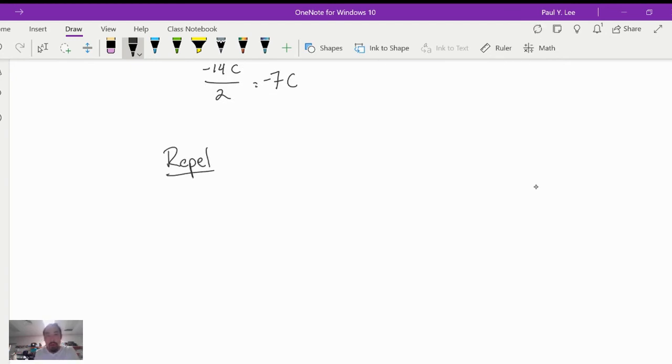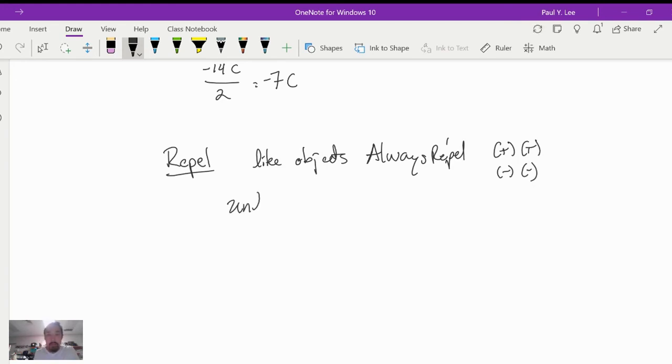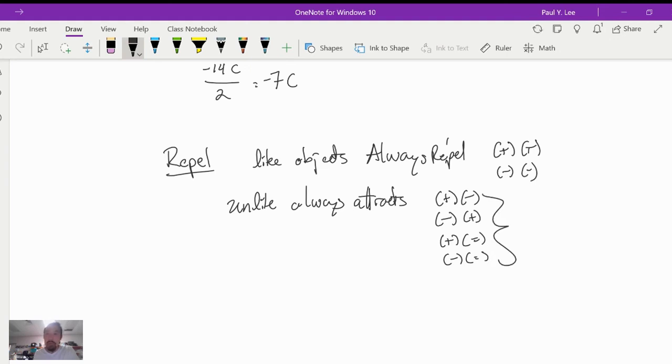Let's go over repel first. Repel says like objects, or like charges, always repel. So positive on positive, negative on negative. Unlike charges always attract. So that will be positive on negative, negative on positive, positive on neutral, and negative on neutral. So we have 4 different combos that you should keep in mind. All right, wonderful.